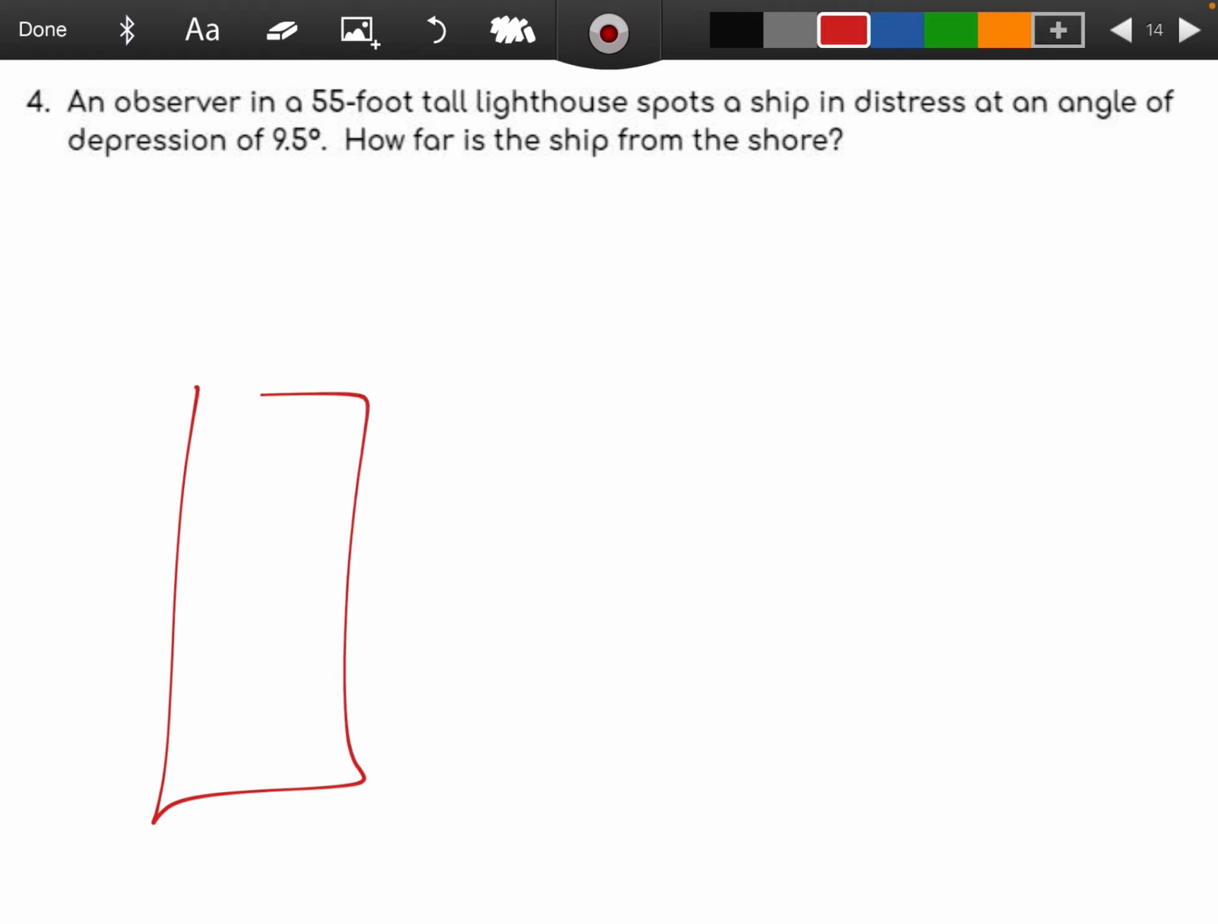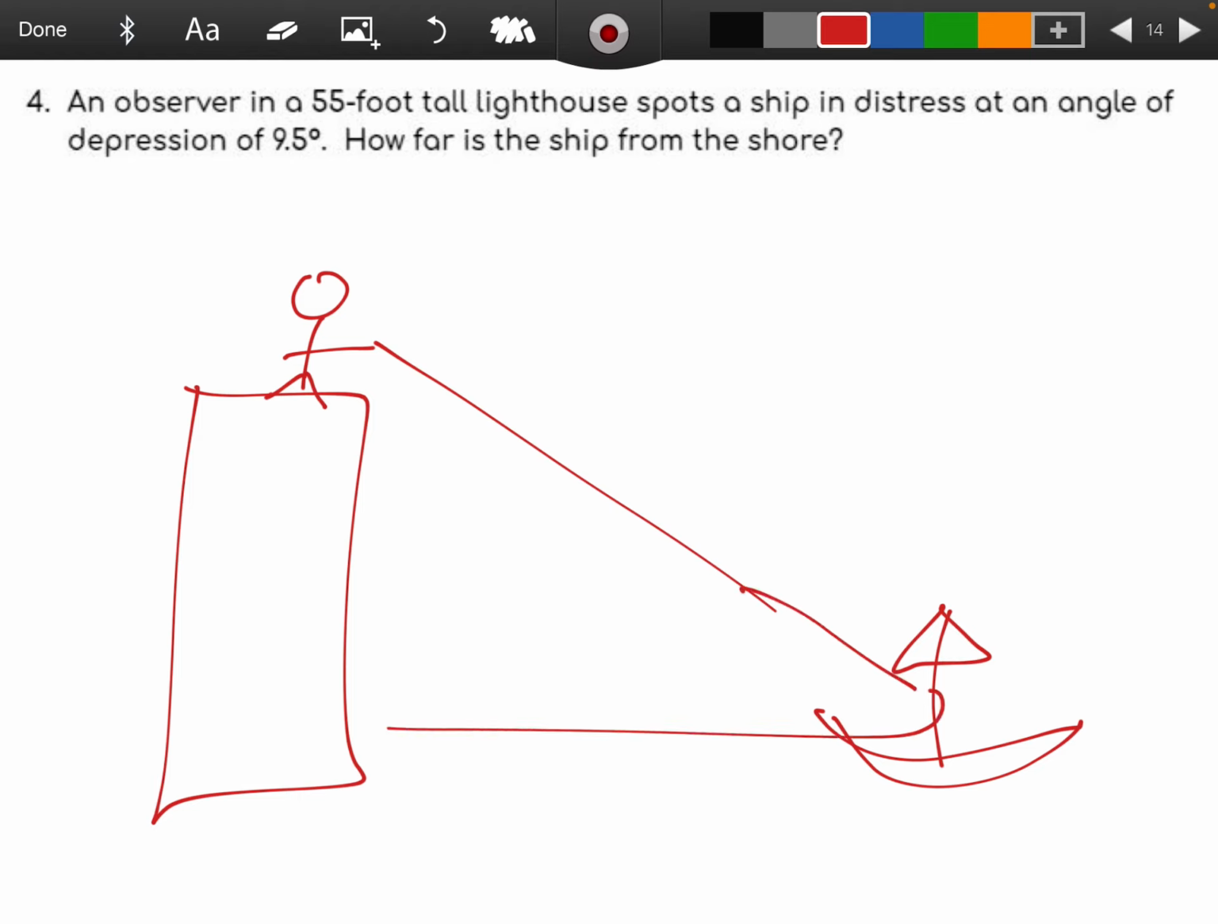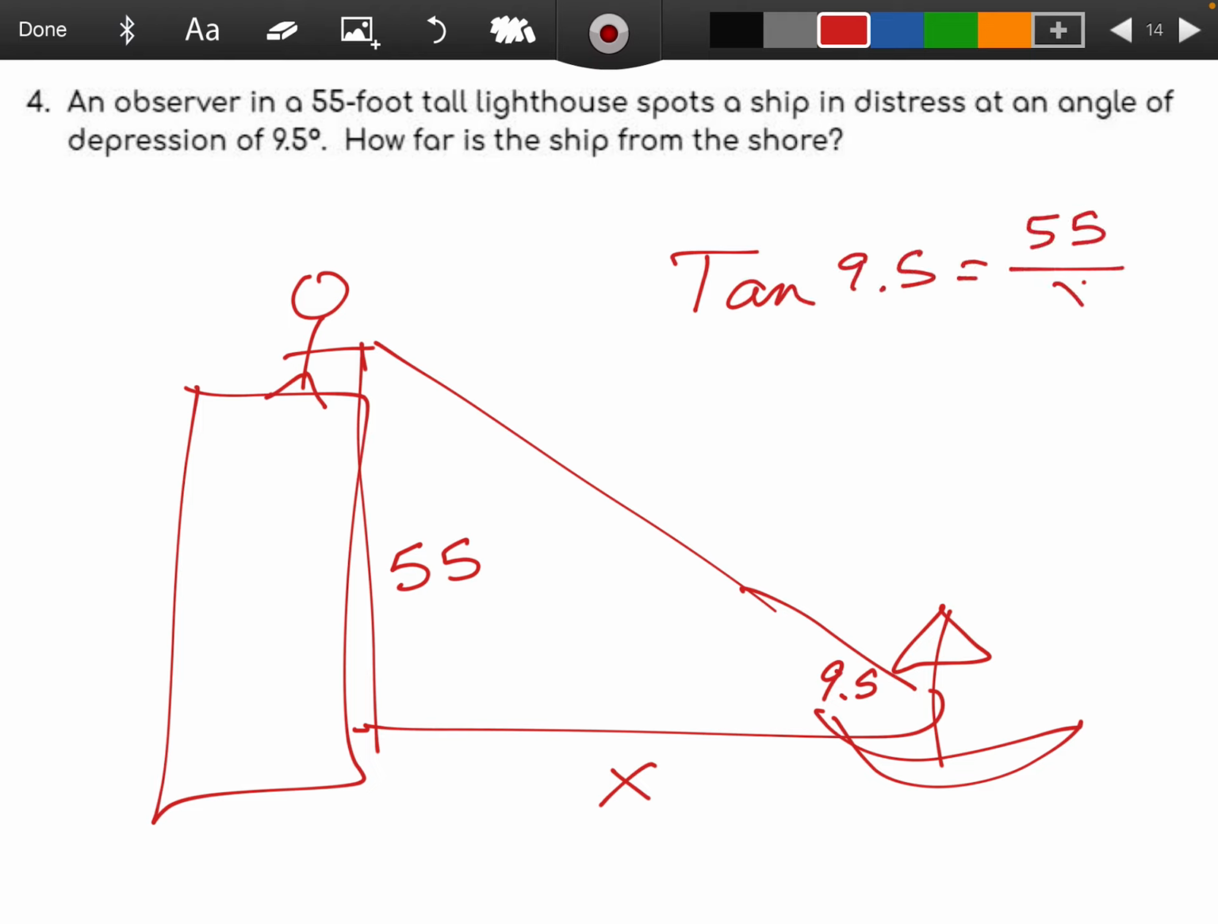Oh, we got a big light post. Here's our observer there. We got a ship, terribly drawn, sending distress. We want to know how far it is from the shore. It's 55 foot tall. Our angle of depression is 9.5, or the angle of elevation on the other side here is 9.5. So then in this case it would be tangent 9.5, opposite's 55, adjacent's x. Divide those. I get 328.7, we'll call it feet.